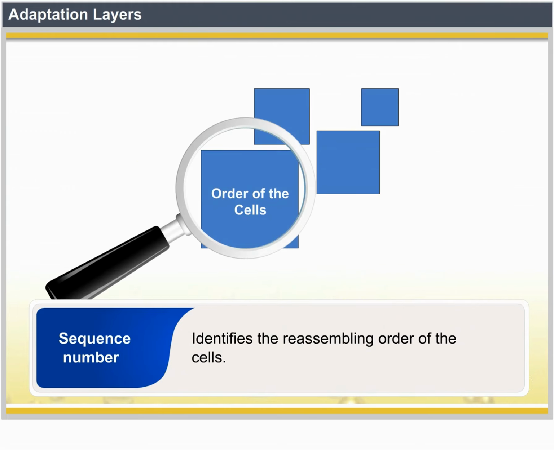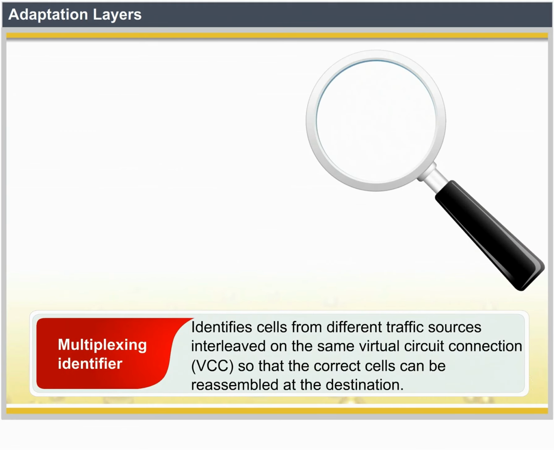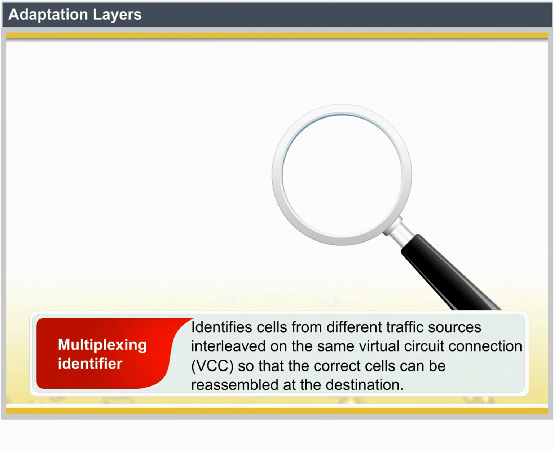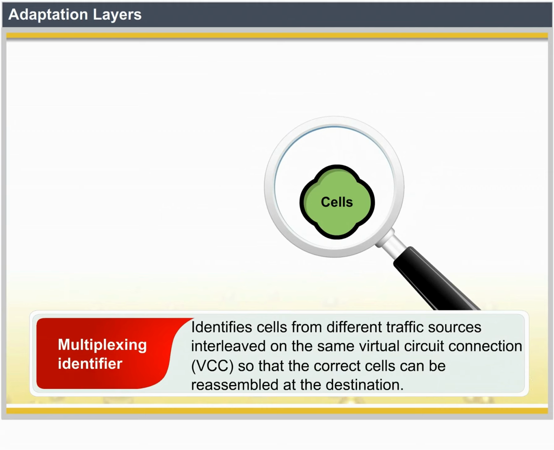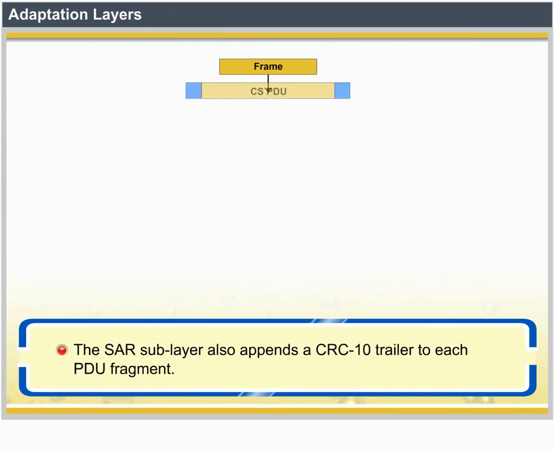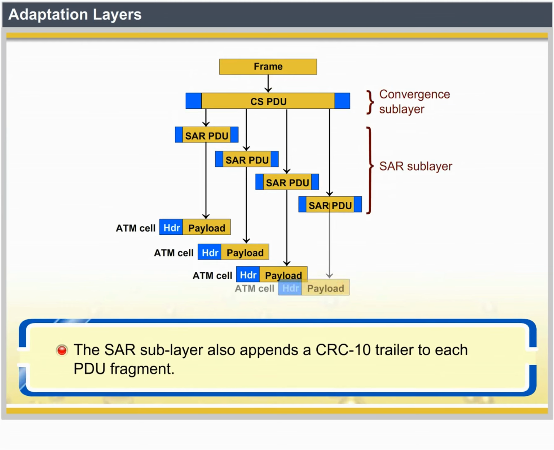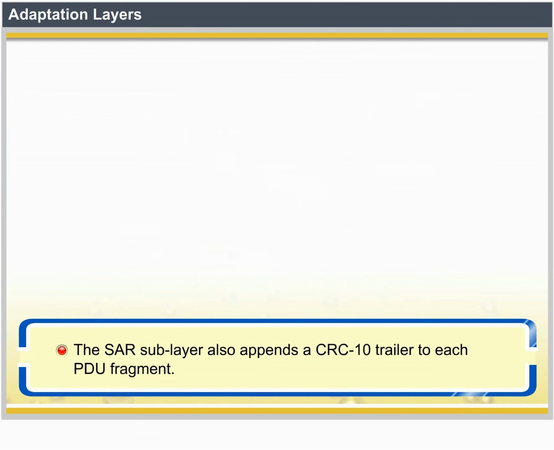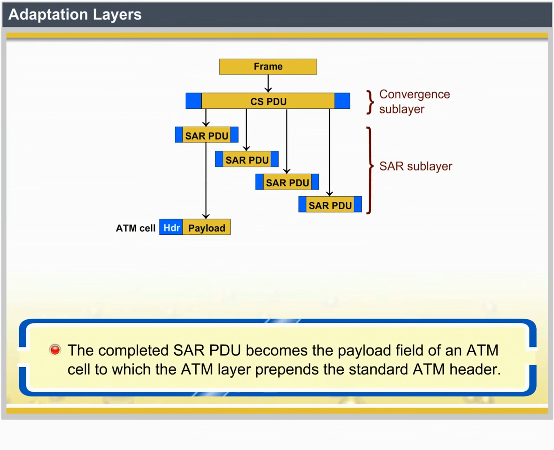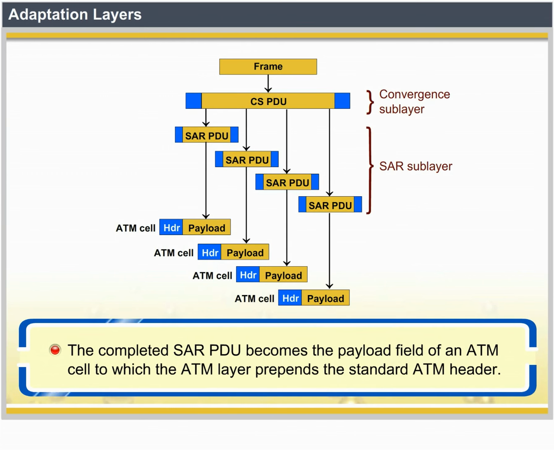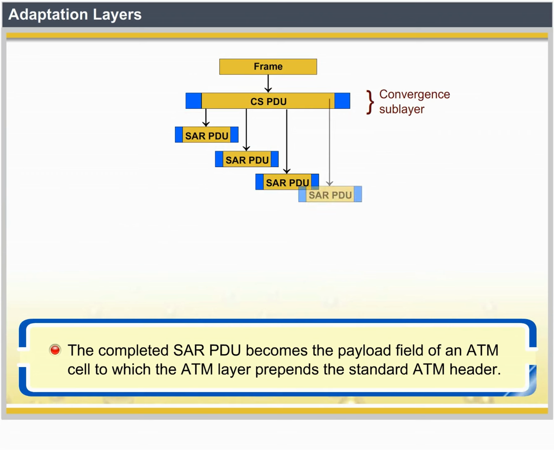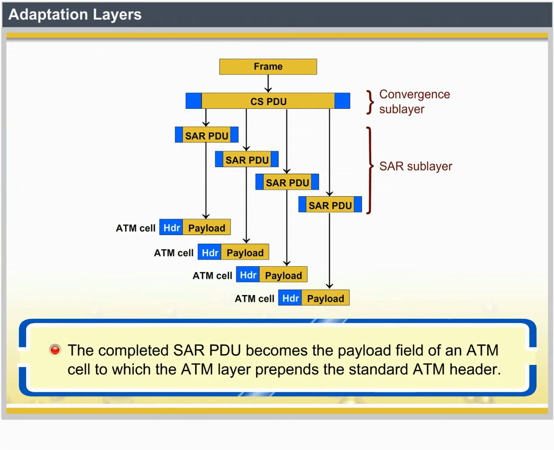AAL5. The convergence sublayer of AAL5 appends a variable length pad and an 8-byte trailer to a frame. The pad is long enough to ensure that the resulting PDU falls on the 48-byte boundary of the ATM cell. The trailer includes the length of the frame and a 32-bit CRC computed across the entire PDU, which allows AAL5 at the destination to detect bit errors and lost cells or cells that are out of sequence.